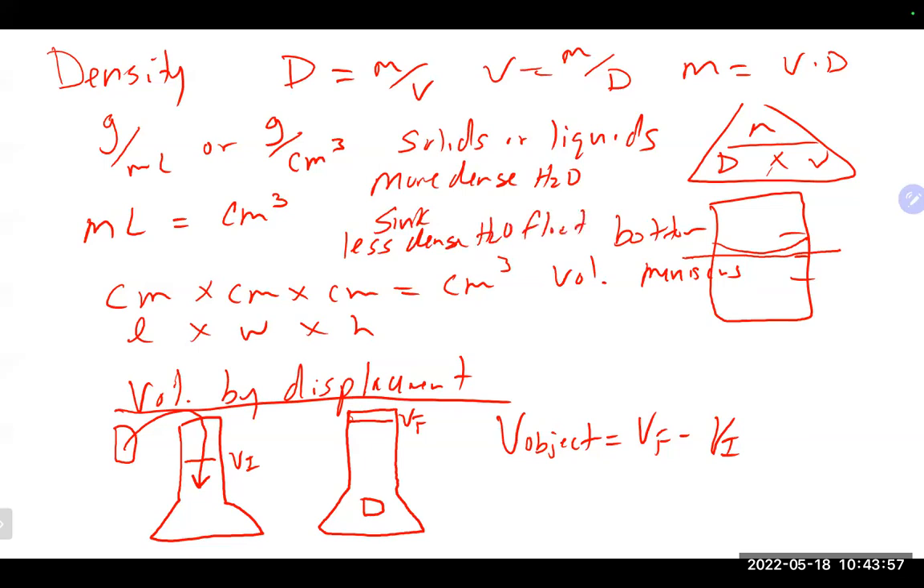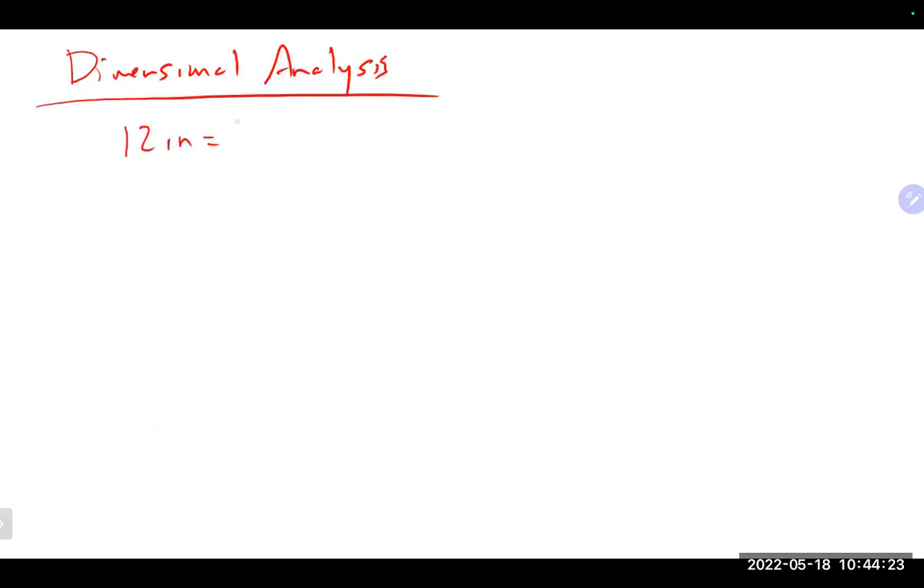Now, I did skip a big topic in this chapter, which was dimensional analysis, conversions, and doing those type of calculations. So let's just review that again, just to make sure. We did talk about dimensional analysis in this chapter, and that is a process where we use equalities, like 12 inches is 1 foot.